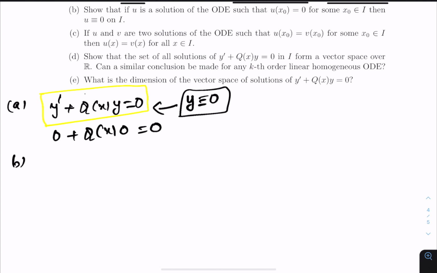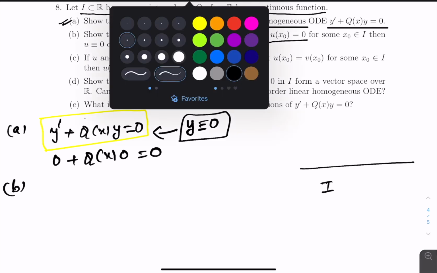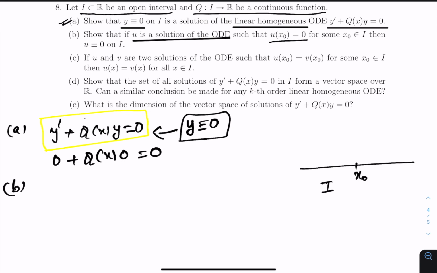Now let's do B. What is B? B is saying if u is a solution of the given ODE, the same ODE that we have written here, such that it vanishes at some point x0, and let's say I is this interval on which the ODE is prescribed, and there is a point x0, then this is asking you to show that if u is a solution which vanishes at some point x0 of the domain, then u has to be the constant function 0.